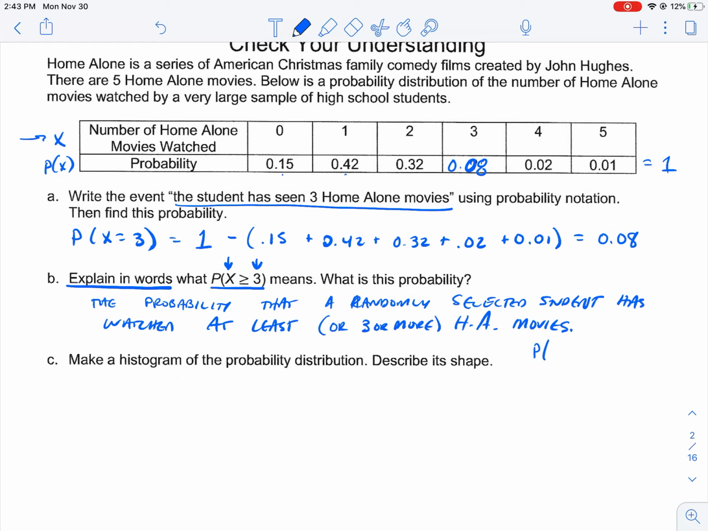Okay, so at least 3 or more Home Alone movies. Well, the probability of X being greater than or equal to 3 is equal to the probability of 3 plus the probability of 4 plus the probability of 5, which is equal to 0.08 plus 0.02 plus 0.01, which is equal to 0.11. So 11% probability that a student has watched at least 3 of the Home Alone movies.